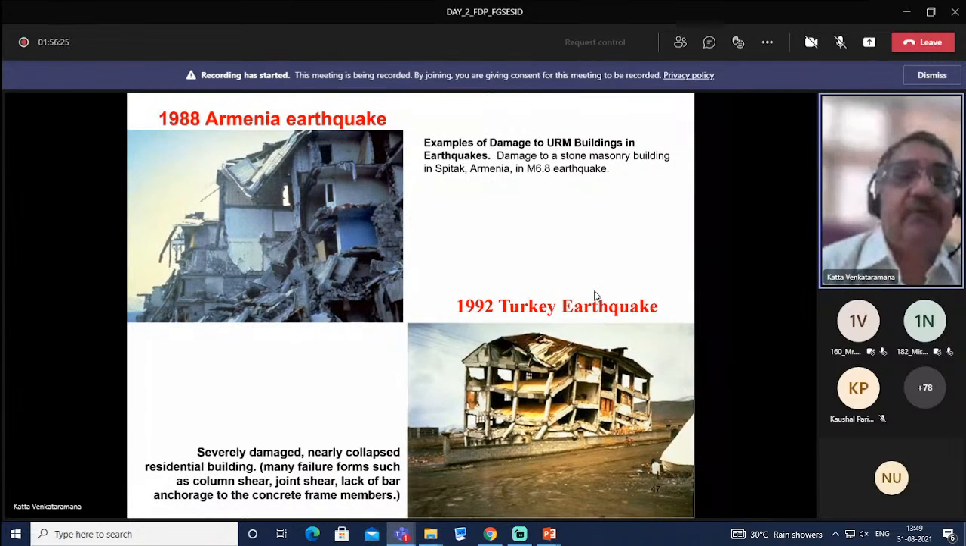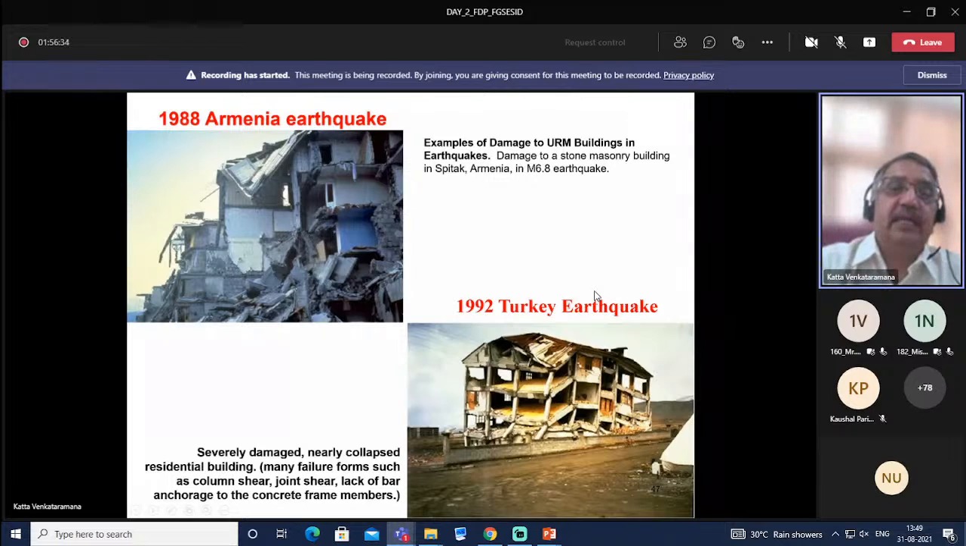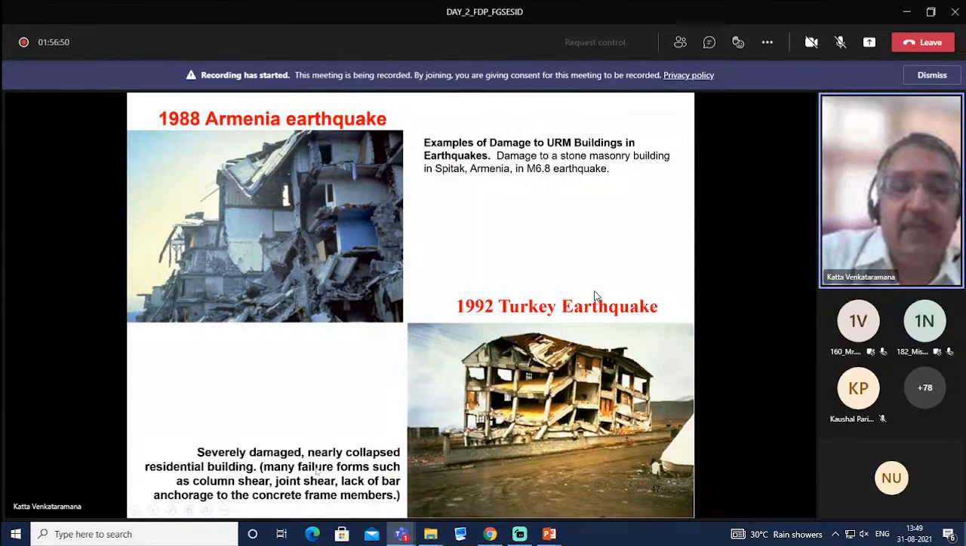Some photographs here, 1988 Armenia earthquake. This is an unreinforced masonry building. Large scale damage has occurred. This is the 1992 Turkey earthquake. This is a reinforced concrete building, severely damaged, nearly collapsed residential building complex. Many failure forms, such as column shear, joint shear, lack of bar anchoring to the concrete frame members. You can see in this example.